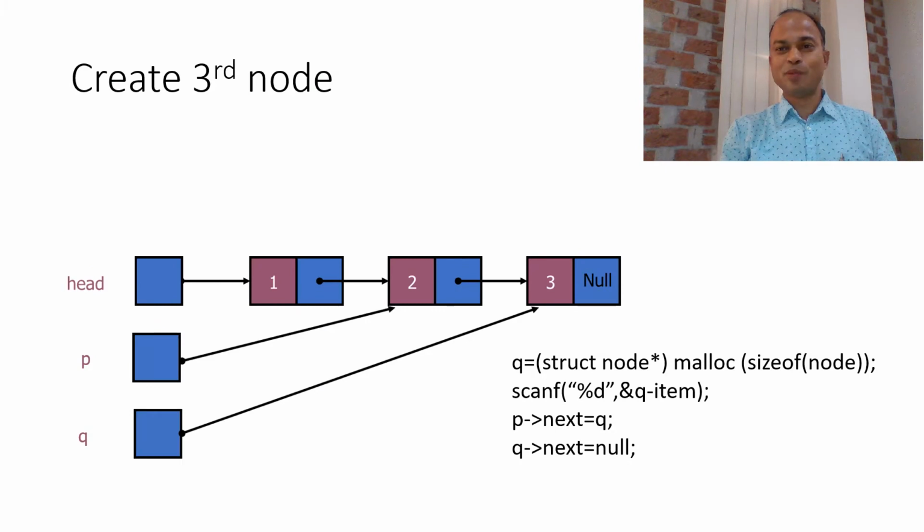Say we have one more node, node 3, that we want to create here. We are using the same logic. The logic is, first of all, the node is created using the malloc function.